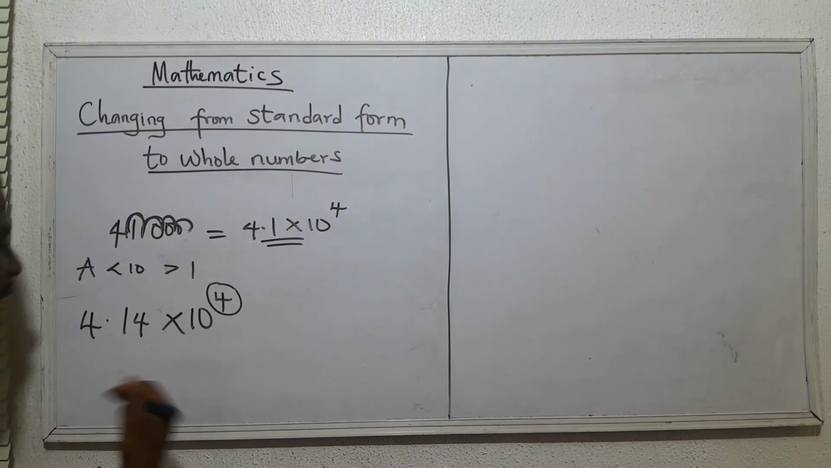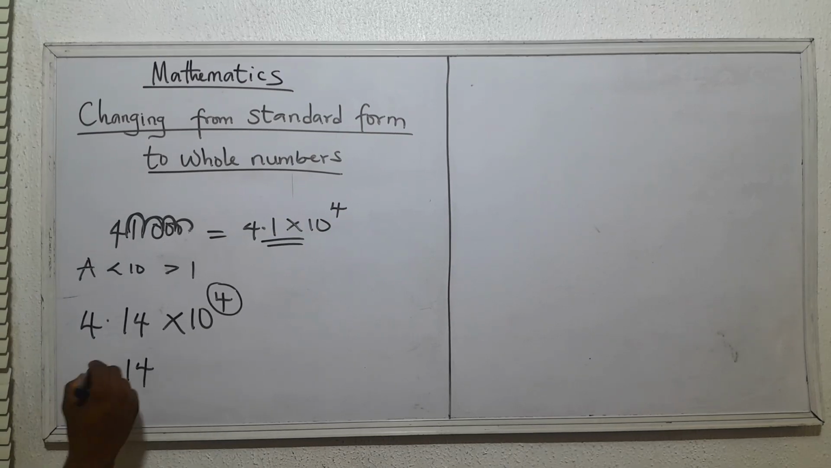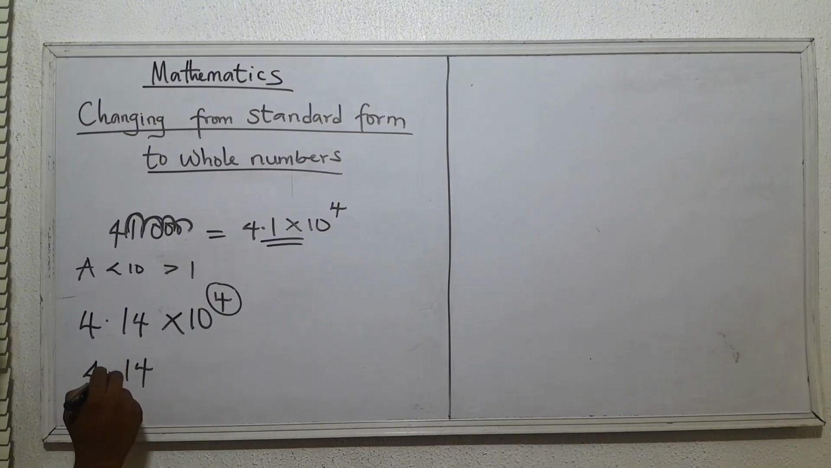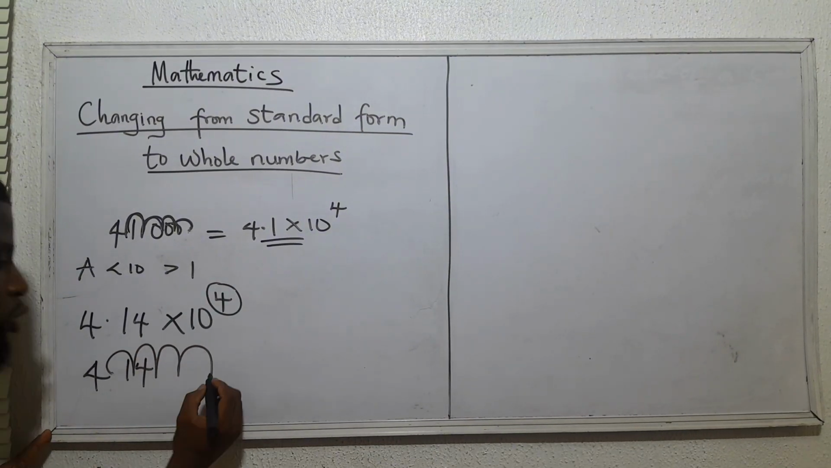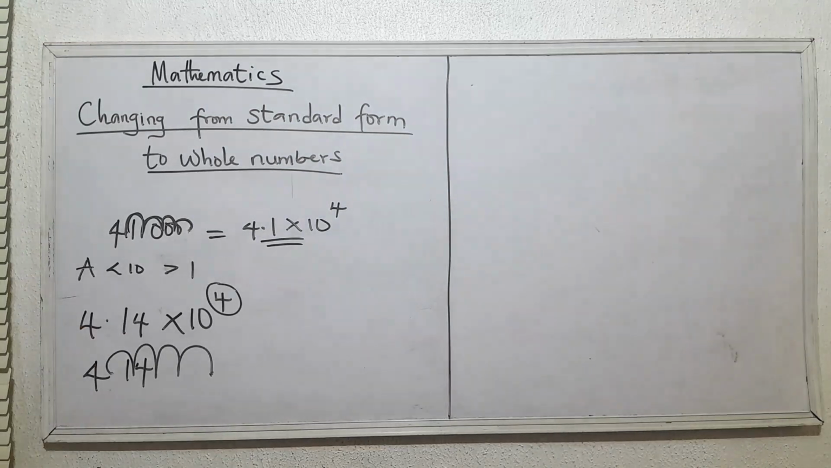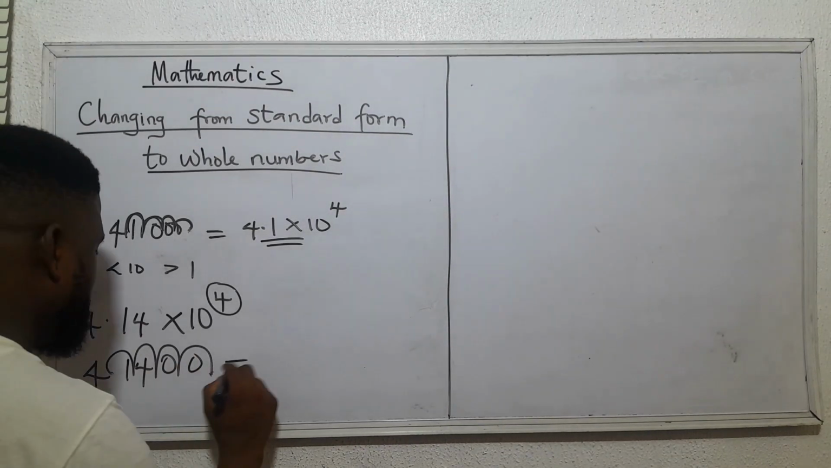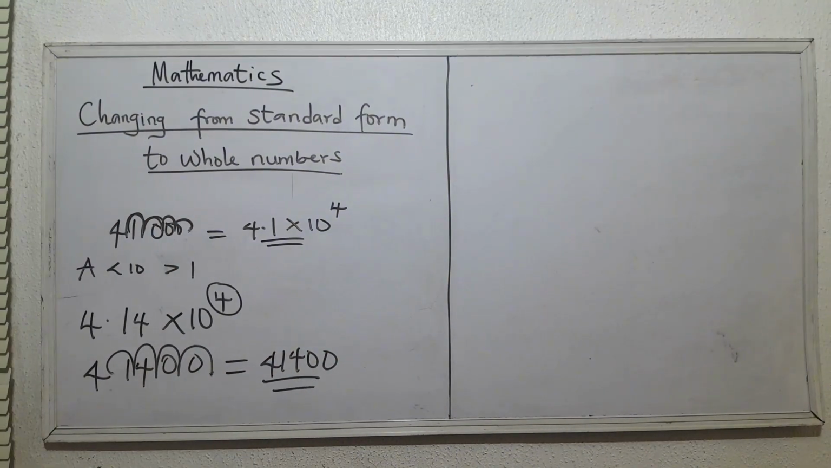Whole number. Now, all we need to do, 4.14, it means that the place of the decimal point will move forward by the power of 10, that's 4 times. So we have 1, 2, 3, and 4. So the place of the decimal point will now be at this point. The last number is 4. Just fill the empty spaces with 0. This gives us 41400. And this is it.